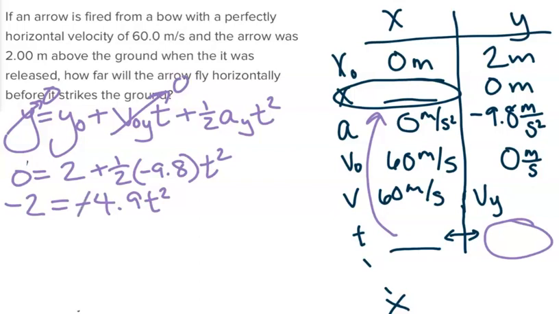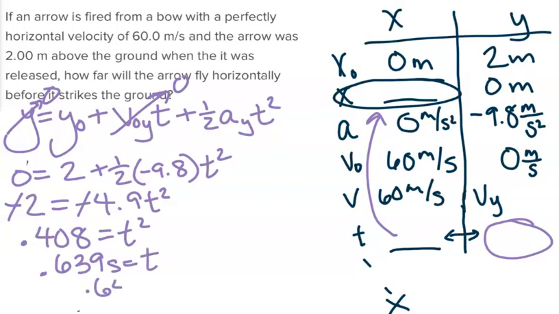We can get rid of our negatives now. And we will do 2 divided by 4.9. So we'll end up with 0.408 equals t squared. You can round differently than I did if you would like. That's how I'm going to write it. And then when we take the square root, we have 0.639 seconds being time. Typically, I actually round to 2 decimal places, but both answers are correct. So that's our time.